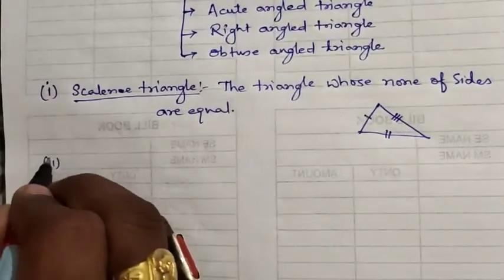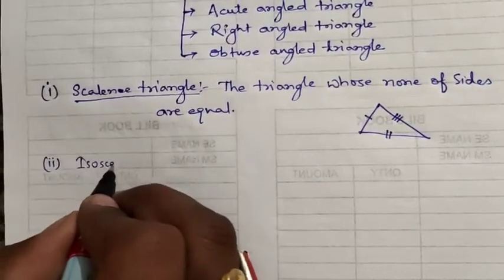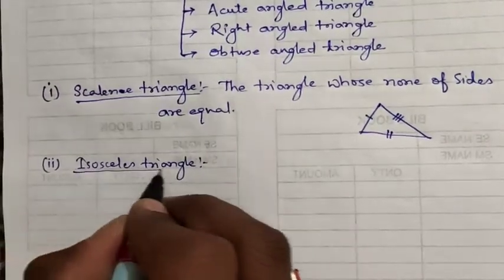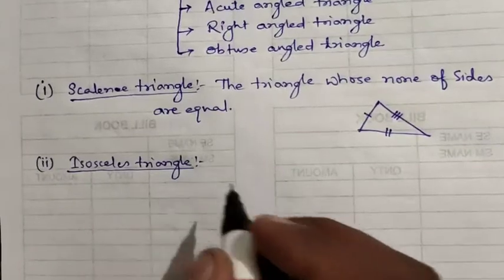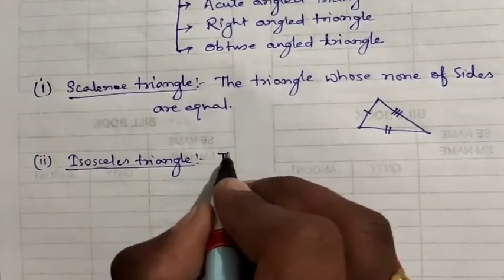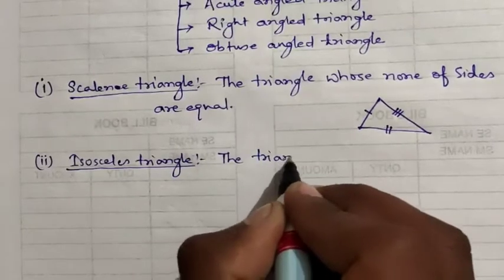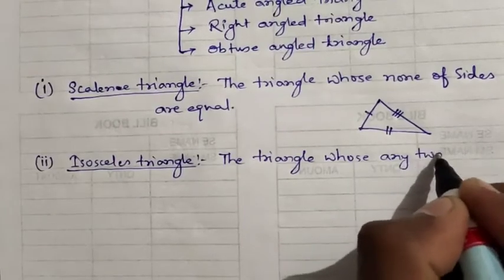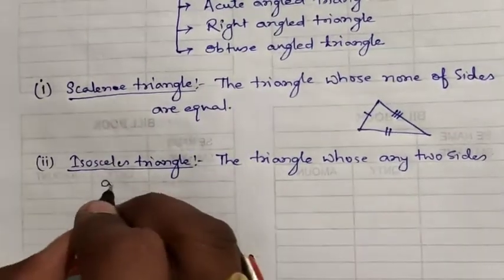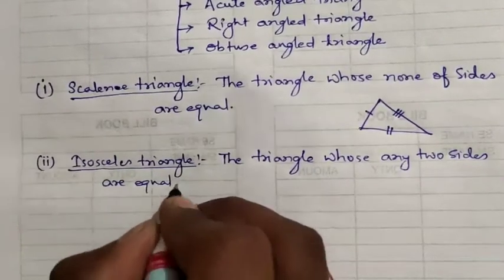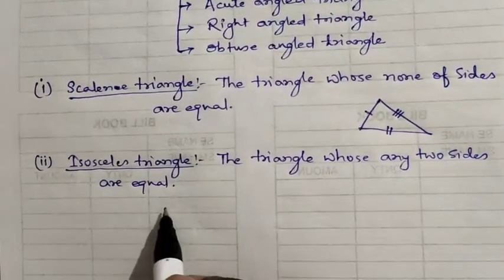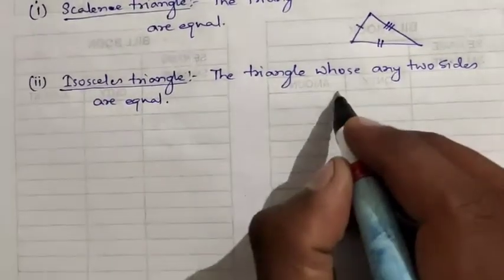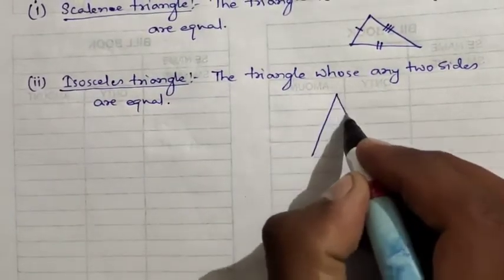Second, we are going to learn the isosceles triangle. We can define it as the triangle whose any two sides are equal. If we talk about any triangle, and in that triangle any two sides are equal, that type of triangle is called an isosceles triangle. Let me give you an example by making a diagram.